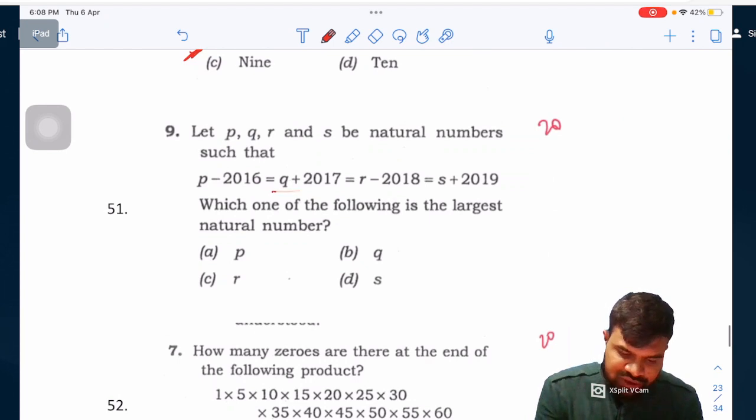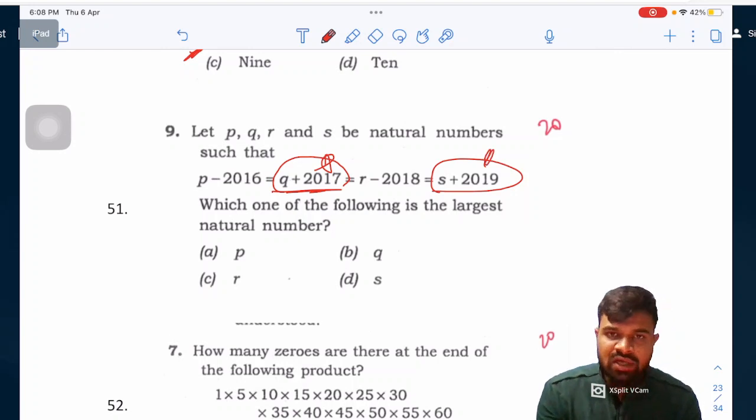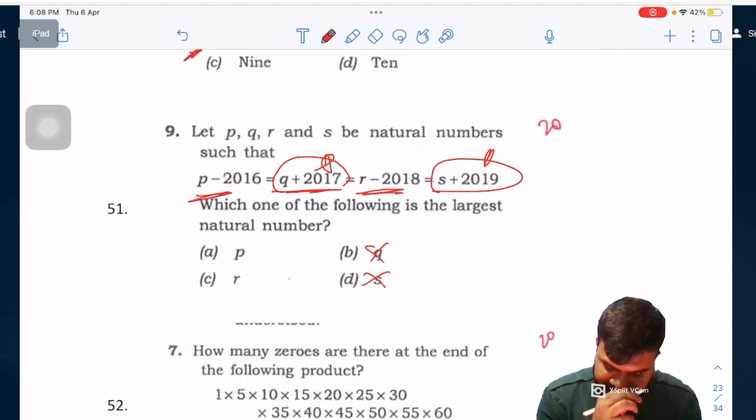Okay, now this question. See, for Q and S we have to add something to reach the equal level. So they cannot be the largest. Now from P and R we have to check.